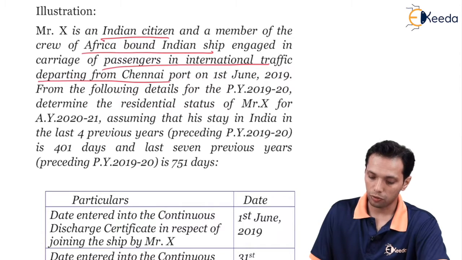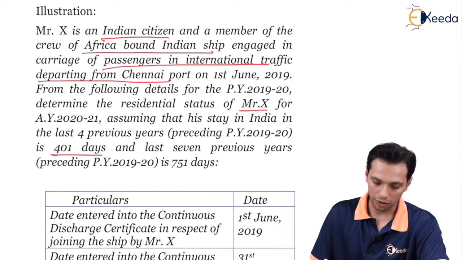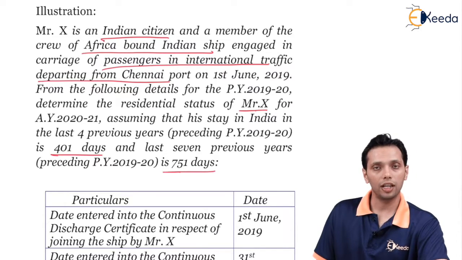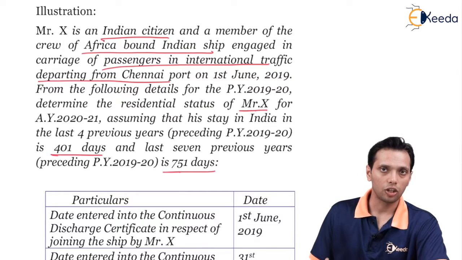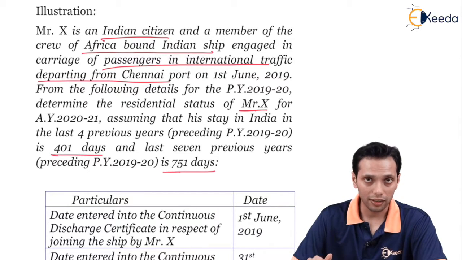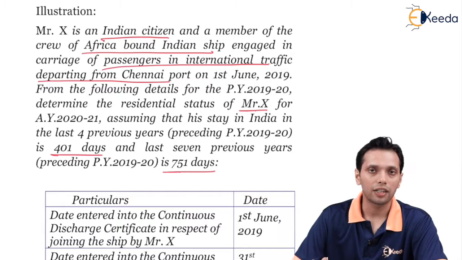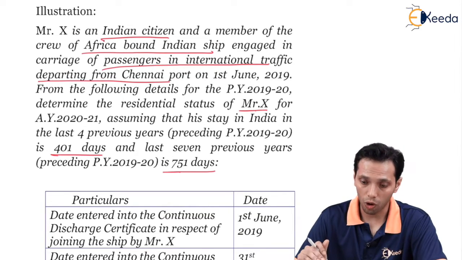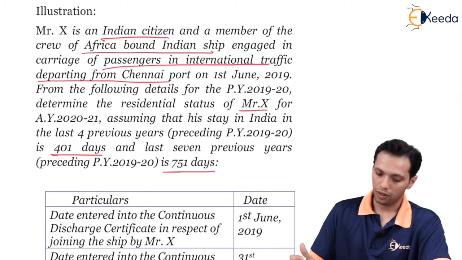From the following details for the previous year 2019-20, determine the residential status of Mr. X for assessment year 2020-21, assuming that his stay in India in the last 4 previous years preceding 2019-20 is 401 days, so it's exceeding 365 days, and in the last 7 previous years is 751 days, so it's exceeding 730 days. So these two criteria have been given, whether a person would qualify as resident, and if he qualifies as resident, then whether he would qualify as ROR or not, based on the 7 years criteria.